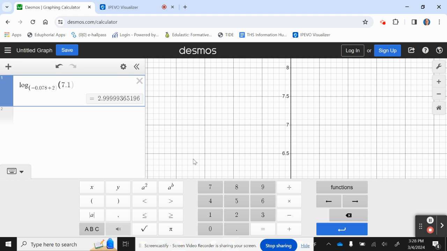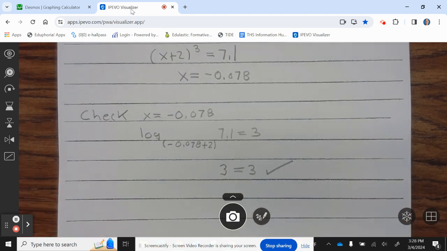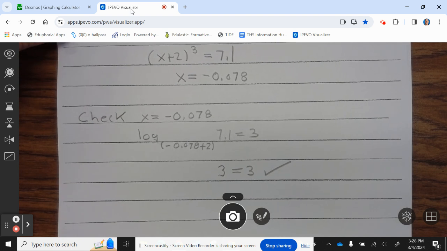Which is 2.999, which rounds to 3. So this checks. So x equals negative 0.078 is a valid solution. Let's take a look at the next page.